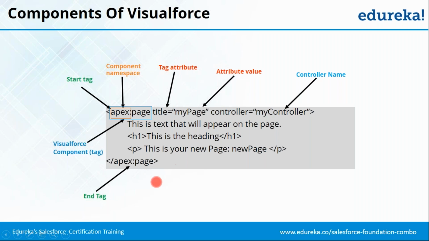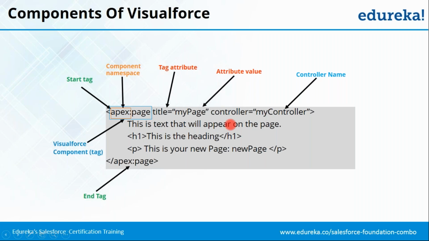I've explained all these things. This is the end tag, this is the start tag, and what you see as apex here is the component namespace. These are the tag attributes. These are the values of those particular tags, and then the controller name with respect to my object. It can be contacts or accounts or anything like that. And then this is the basic text that I want to display on my web page. So at the end of the day, it's all going to be my Visualforce page.